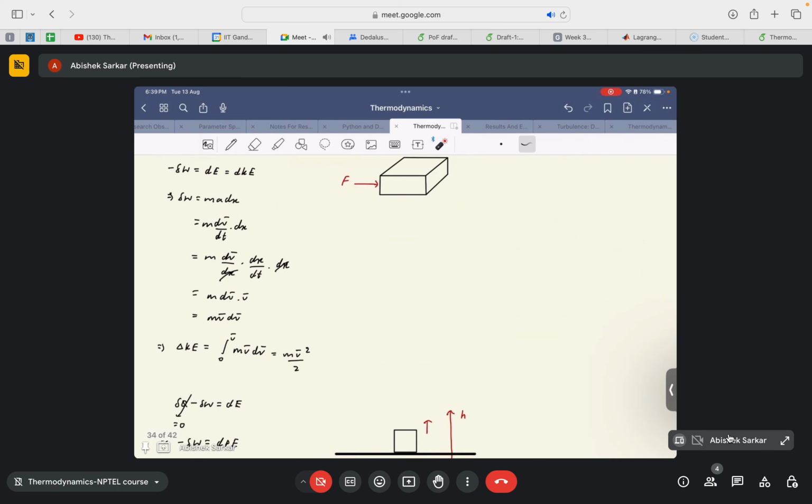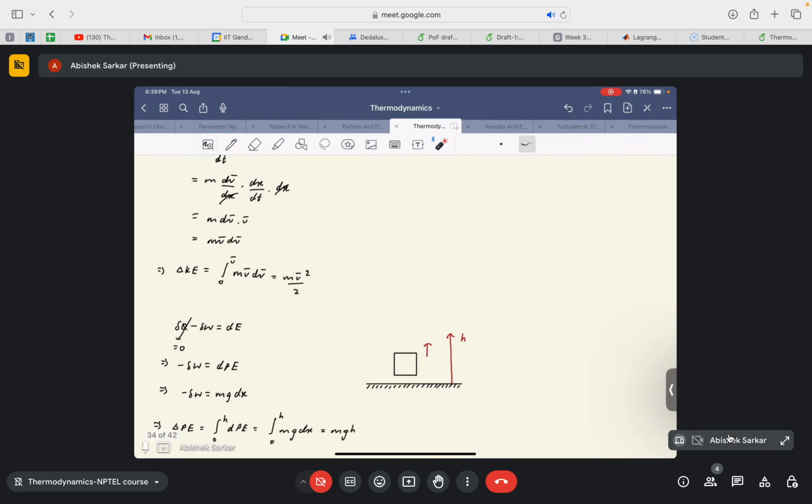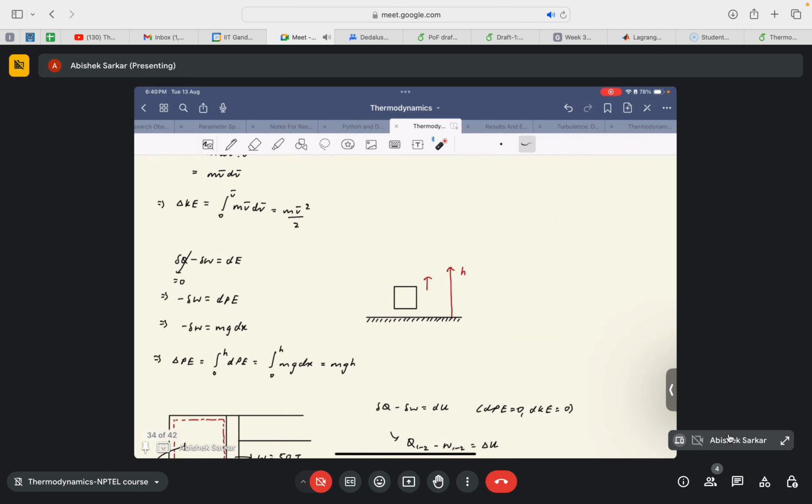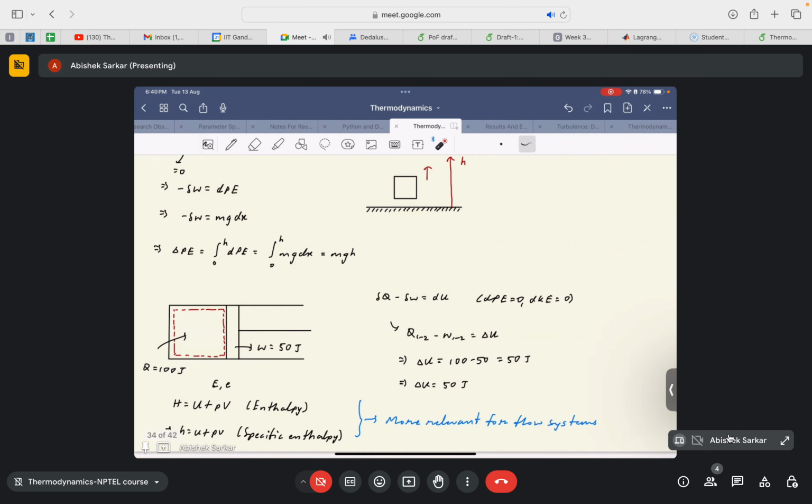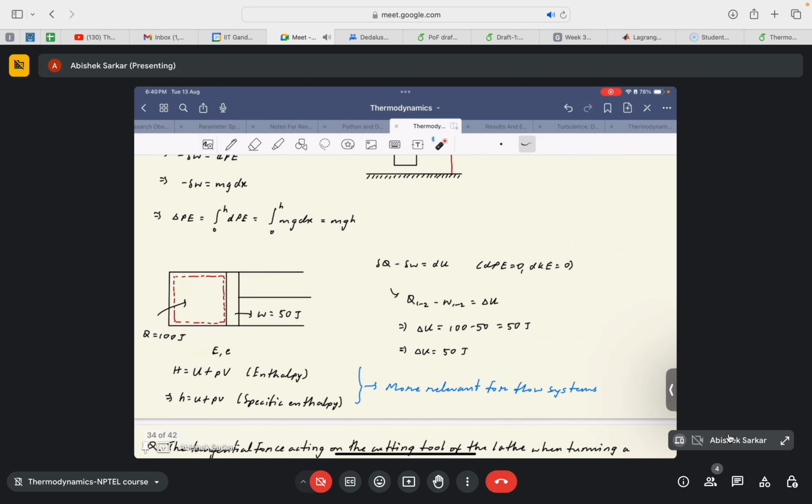In the case where the net energy constitutes only the potential energy, the functional form of the energy is given by mgh, where m is the mass of the system, g is the acceleration due to gravity, and h is the height through which the object was lifted. And in the case where the system constitutes only the internal energy, basically where the net change in the kinetic energy and the potential energy are negligible, the system primarily constitutes the internal energy.